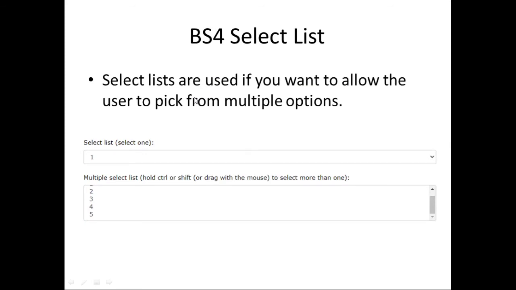We also have the Bootstrap for Select List. The select lists are used if you want to allow the user to pick from multiple options. So its appearance is similar to this one. It's like a text box, but we have here an arrow or a button. And so once we click, you can have here several options, and you can select. So you can hold Control or Shift or drag with the mouse to select more than one.